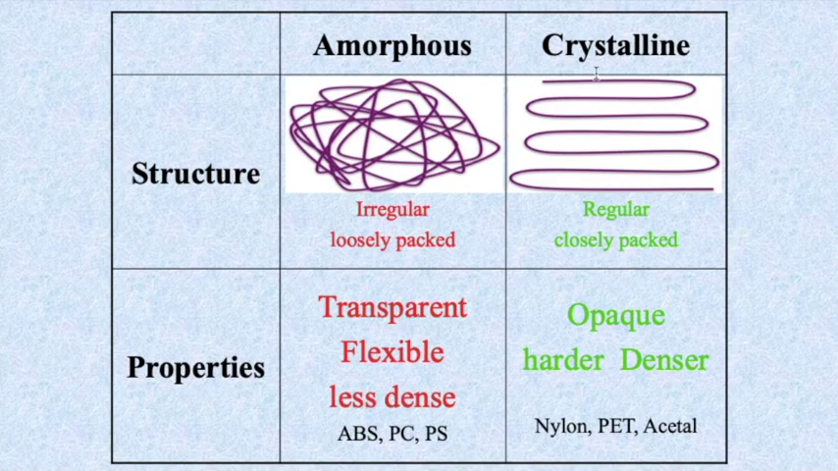And then if you have a regular, closely packed version, the crystalline physical structure, those will be the type of polymers that are opaque as opposed to being transparent. They are a bit harder and they are dense. Examples: nylon, PET, and acetal. So two types of physical arrangement, amorphous or crystalline, giving you different properties.